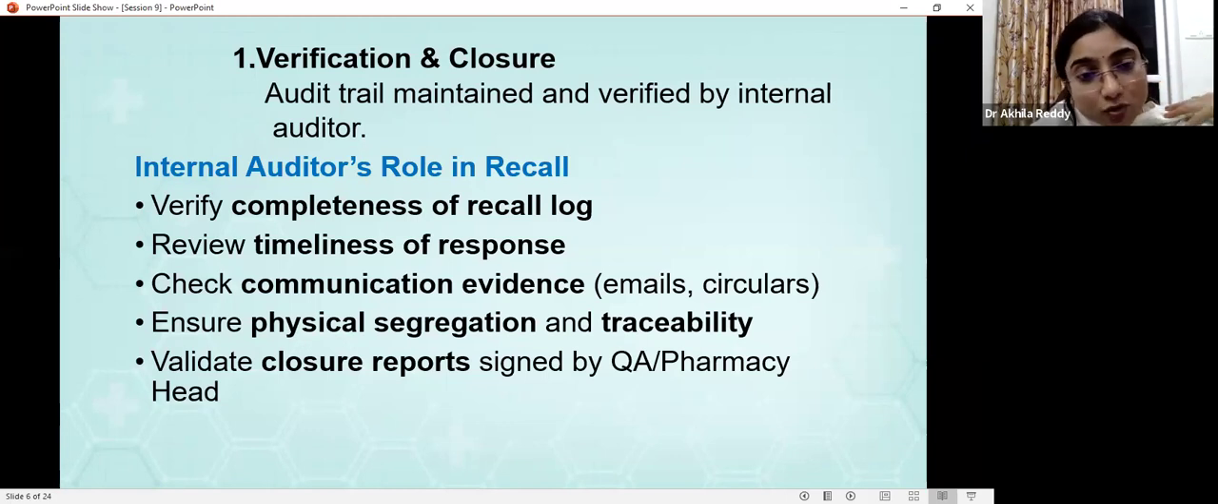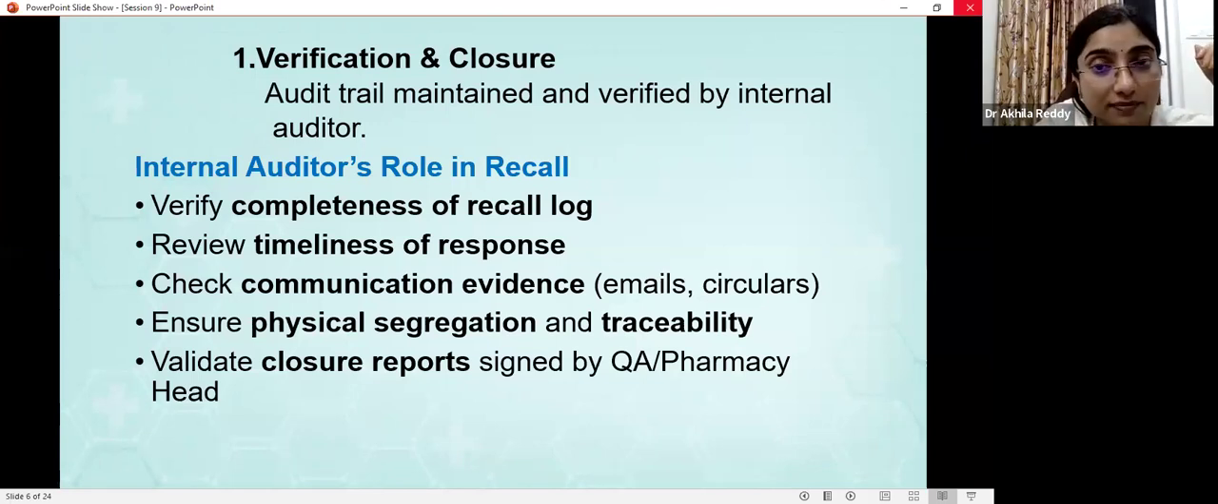Even if we can do all those things, still evidence is required as a double check, or any communication evidence is required before we send it to the government or any hierarchies. So we should have an internal auditor. If we don't have one, then at least the quality department should check all these drug recall forms. If you are an internal auditor in the drug recall, let's see what you are supposed to do. Verify completeness of the recall log.